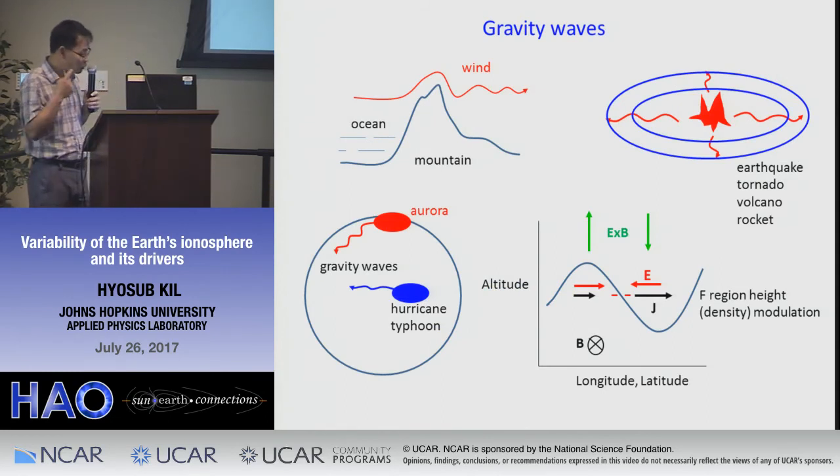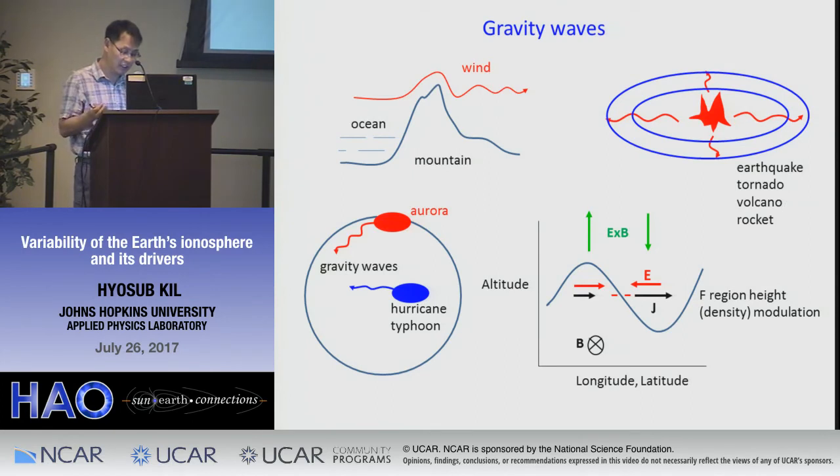And I told you about many phenomena related to earthquake, tornado, and tsunami, and this kind of variation can be explained by gravity waves. Let's say the wind blows along a mountain, then a wave structure in the atmosphere may develop. We call it gravity wave. Or earthquake, tornado, volcano, or rocket may also produce wave structure in the atmosphere. And auroral heating also, and hurricane. This kind of gravity wave modulates the ionosphere.